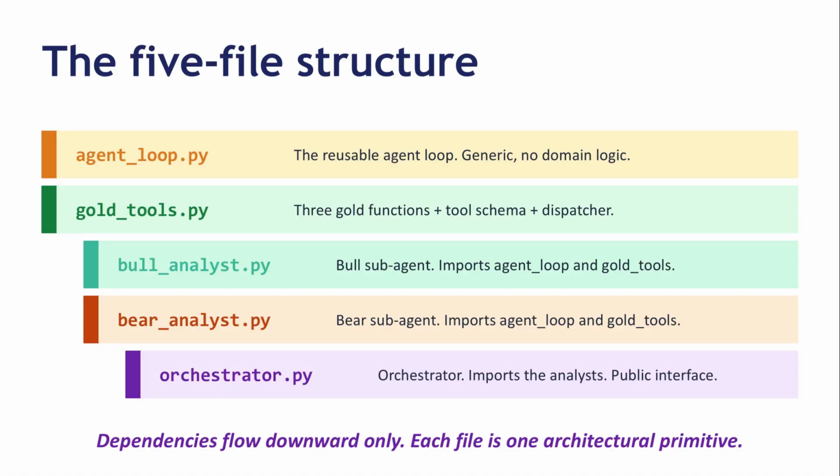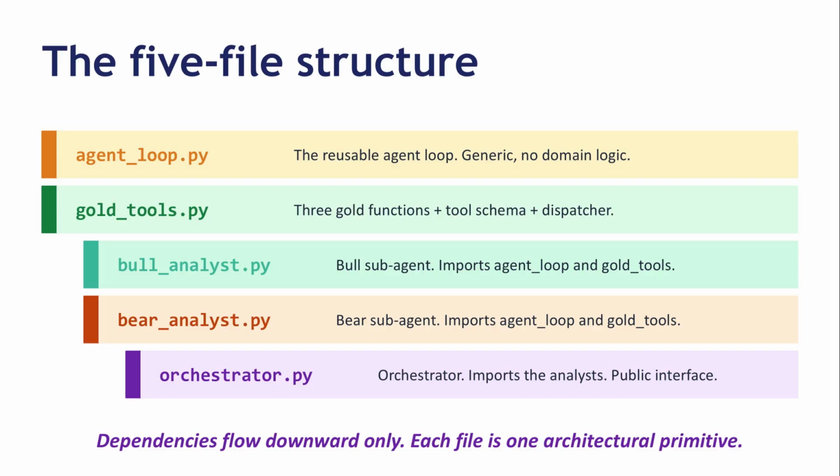Here's how we structure it. 5 files. Each holds one architectural primitive. Agent_loop.py is the engine. It knows nothing about gold or analysts. Gold_tools.py is the toolkit, the Phase 1 functions exposed for direct use. The bull and bear analysts each get their own file. The orchestrator gets its own.